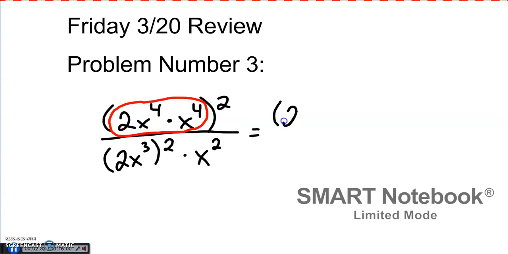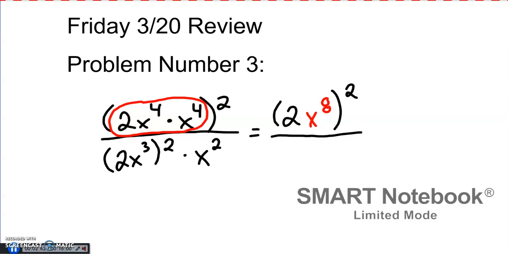We're going to have 2, and x to the fourth times x to the fourth means I have 8 x's, so it's going to be x to the 8th, and all of that is still getting raised to the second power. Let's see if we can simplify anything in the denominator. Well, I have 2x to the third.